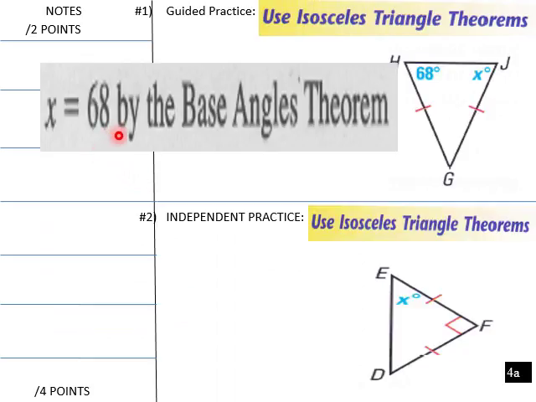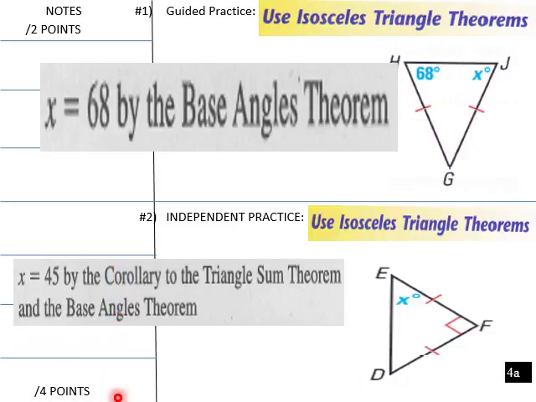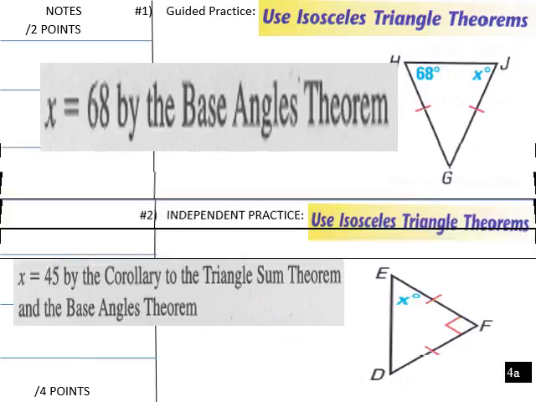4a, x equals 68 because of the base angles theorem. This would be 68 degrees here. Both these sides here are equal. And then x equals 45 here, 45 here. Both these sides are equal. This is a 90, and then these sides are equal. So this angle would make this length here, this angle would make this length here. X equals 45 by the triangle sum theorem and the base angles theorem.